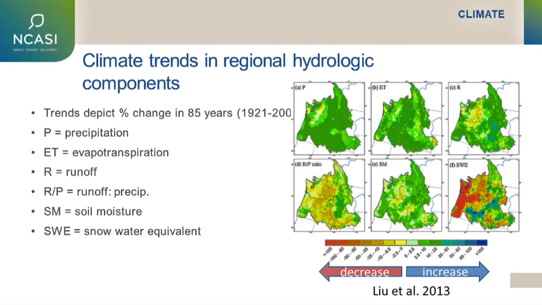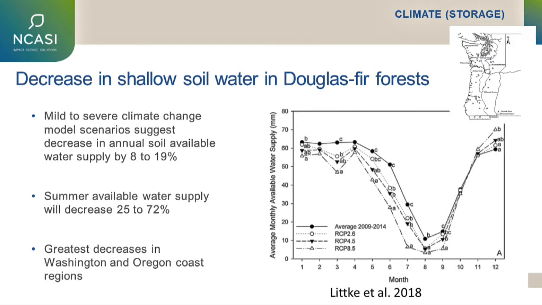So starting with the component of storage, in terms of how we expect the storage of shallow soil water availability to change with some of these climate change scenarios, Kim Litke and her co-authors from the University of Washington instrumented upper soil layers across western Oregon and Washington in Douglas fir soils. And then they used all of that information to apply to these various climate scenarios: a mild, a moderate, and a severe climate change scenario.